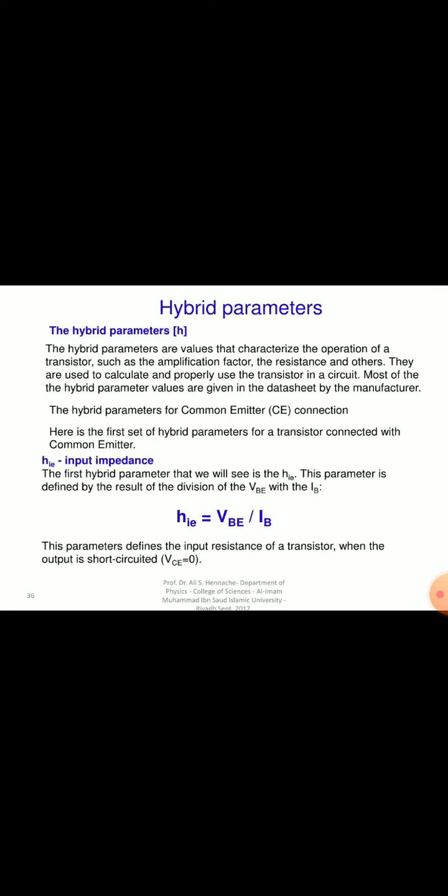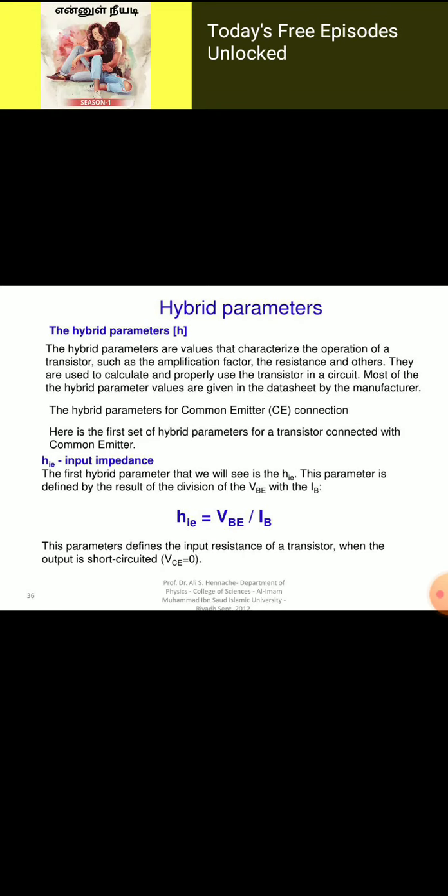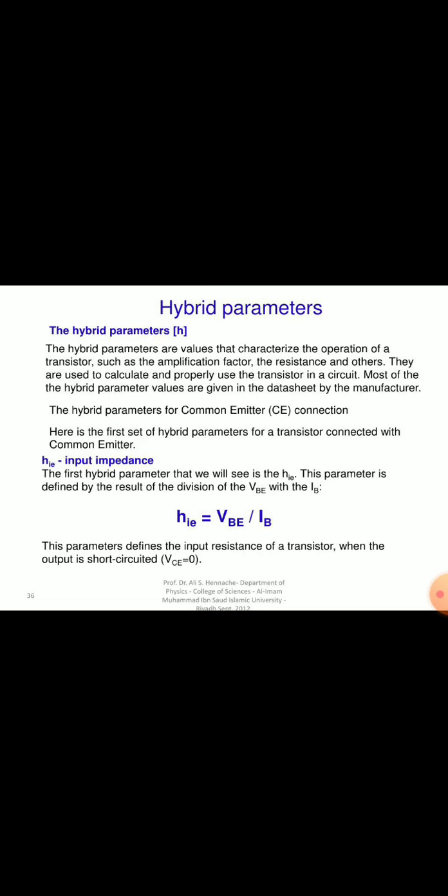So in this model, H11 and H22 have the units of impedance and admittance, where H12 and H21 are dimensionless ratios. Okay. What are H11, H12, H21 and H22?